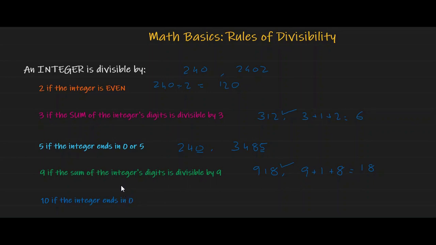The last rule, an integer is divisible by 10 if the integer ends in 0. This is very simple, as you may know, that if, for example, say you have 360 and you divide that by 10, it's a very easy example because you have a 0 in the end, and that 10 just cuts off the 0, and this would be 36. So it is divisible by 10 because it has a 0 in the end.